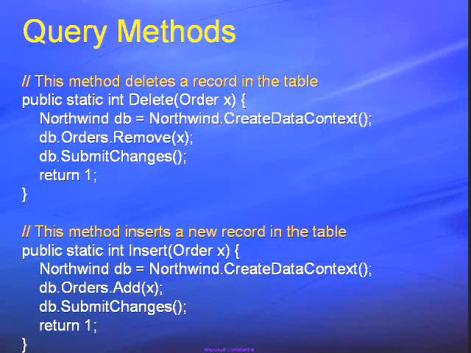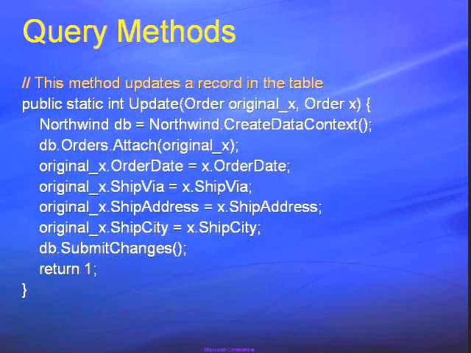So for the delete, this is what the code gen looks like. It essentially expects to get in an order, and it'll call remove on that, on the orders collection of the data context. For insert, it will call add on the orders collection. But update is the most interesting one because it highlights the statelessness of the web scenario and how it's different from a client app.